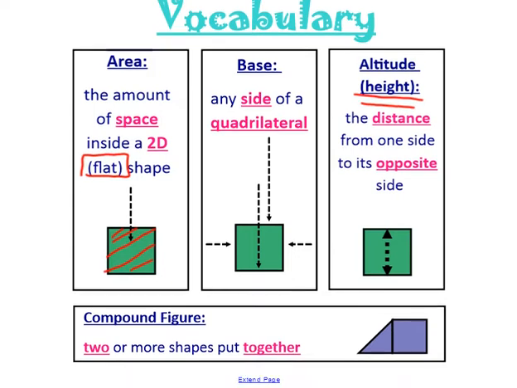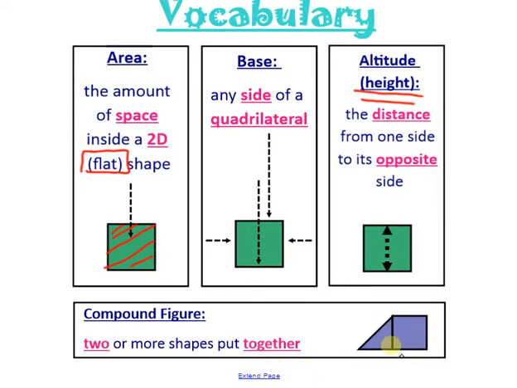And then we have compound figure. We will be working with compound figures, but not for a couple weeks, but it's important to know what it is. A compound figure is two or more shapes put together. You'll see here I have a triangle and a square, and they're put together. I'm going to show you how to find the area of those compound figures in just a couple weeks.